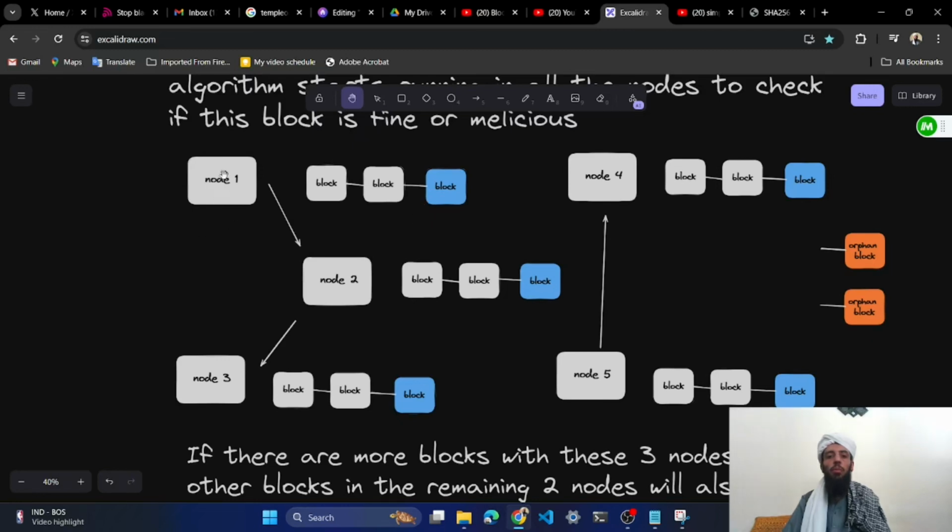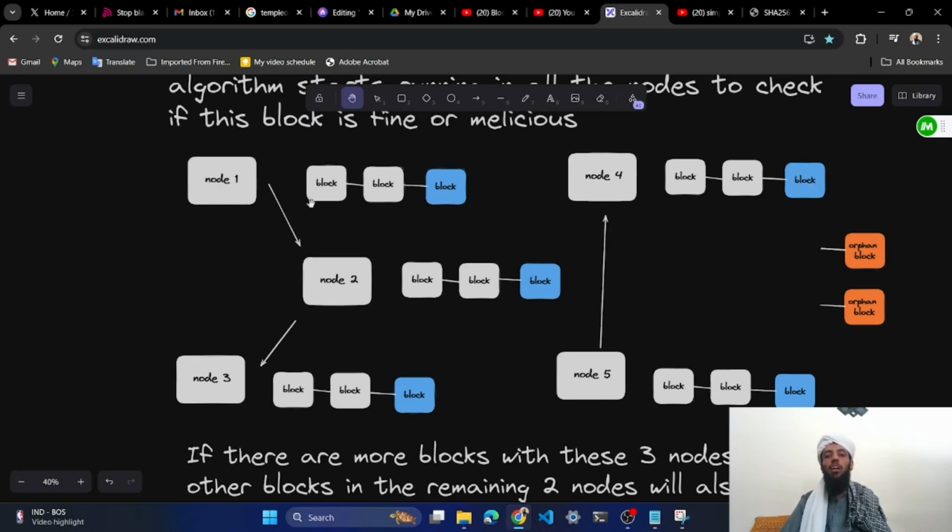So how many nodes are here? 1, 2, 3, and how many nodes are here? 1, 2. So there are 2 nodes here and there are 3 nodes here. All right, and this block wants to be entered, and similarly this block wants to be entered. So which block will be preferred? Basically this block will be preferred.